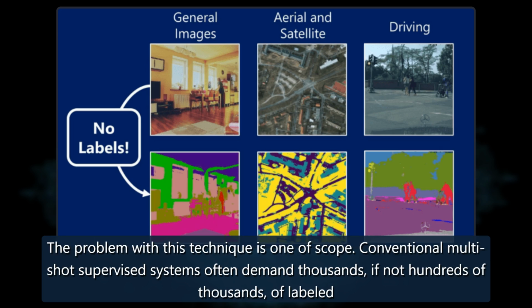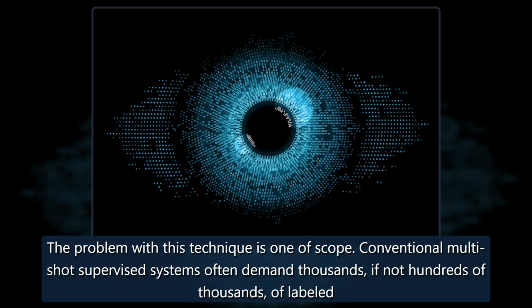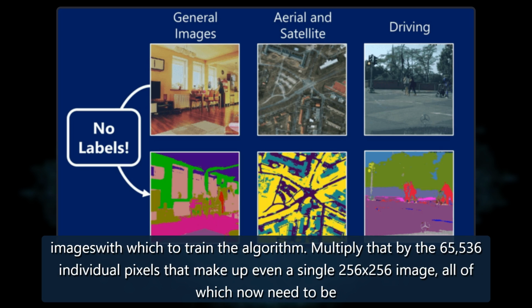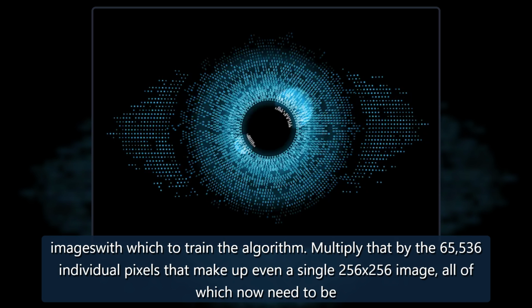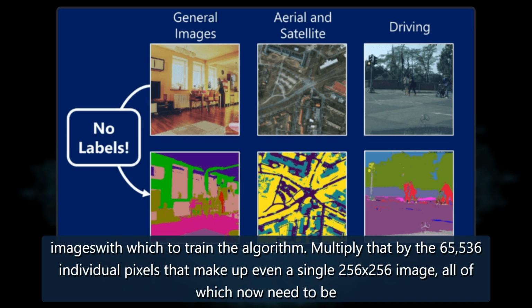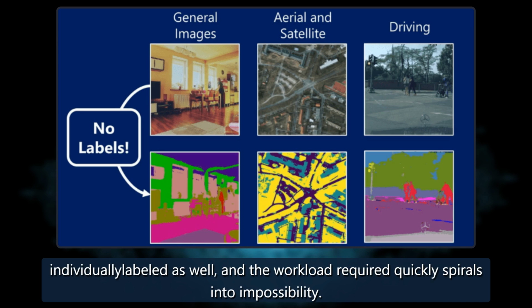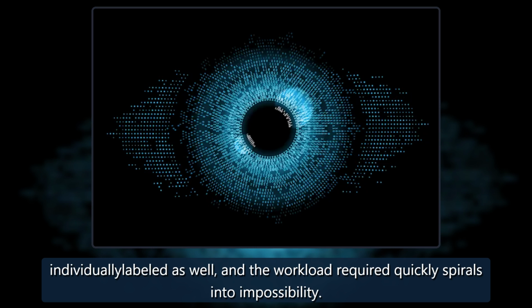The problem with this technique is one of scope. Conventional multi-shot supervised systems often demand thousands, if not hundreds of thousands, of labeled images with which to train the algorithm. Multiply that by the 65,536 individual pixels that make up even a single 256 by 256 image, all of which now need to be individually labeled as well, and the workload required quickly spirals into impossibility.